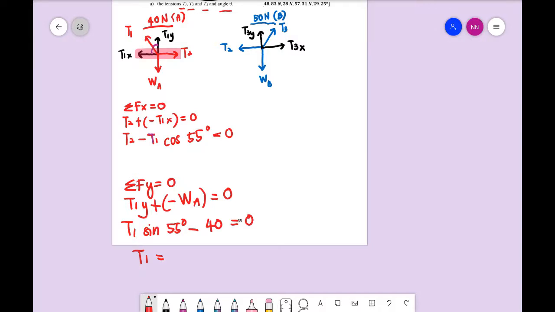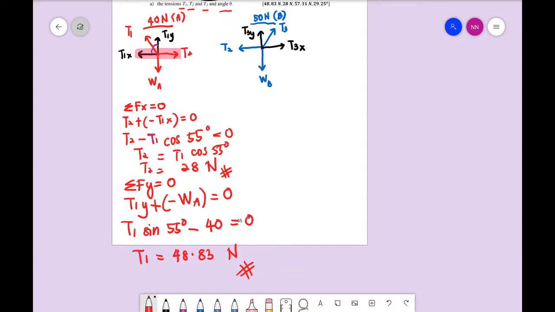It is 40 divided by sine 55 degree, so it equals to 48.83. T1 equals to 48.83 Newton. And then you can also determine T2. T2 equals to T1 cos 55 degree, where T1 is 48.83. So this equals to 28 Newton.